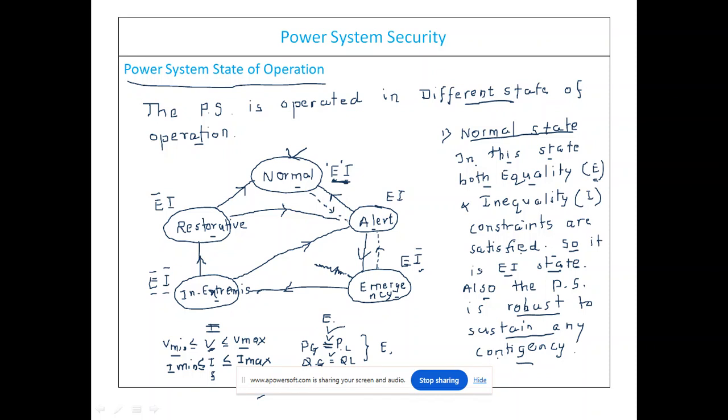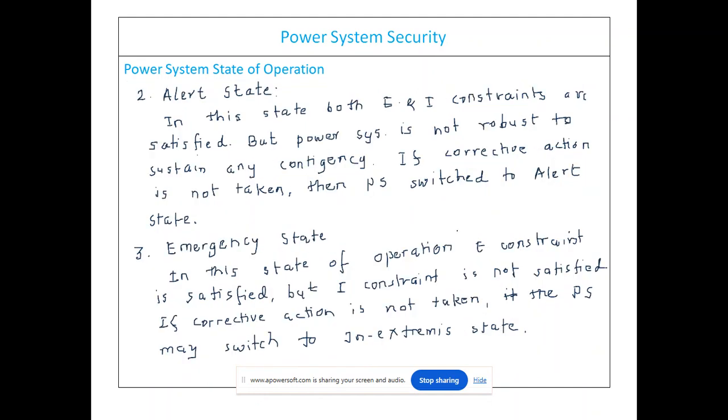Just now I explained with a human being that he is healthy, and even if he gets infected, he still remains healthy. So that is called a very fit person or very healthy person. This state of operation is similar to that. Okay. The next state is the alert state.